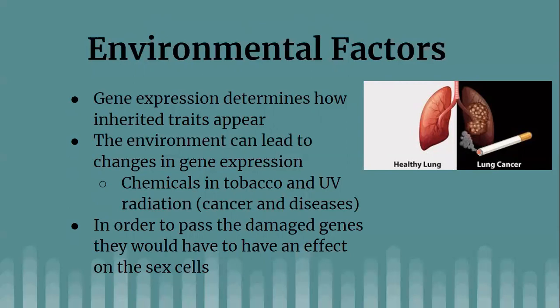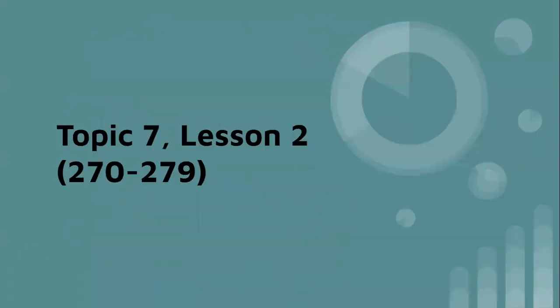Because the genes that were changed were most likely in the body cells, or cells other than sex cells, they would not be passed to offspring and would instead affect only the individual with the changed genes. So it's very important for us to know that it would have to make a change in the DNA, and it has to make a change in the sex cells for it to be passed on to your offspring.